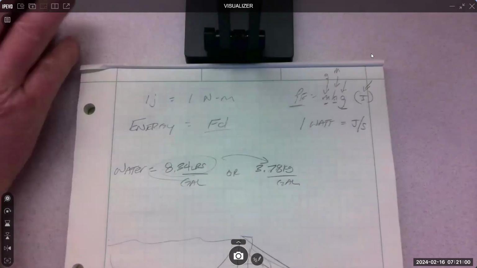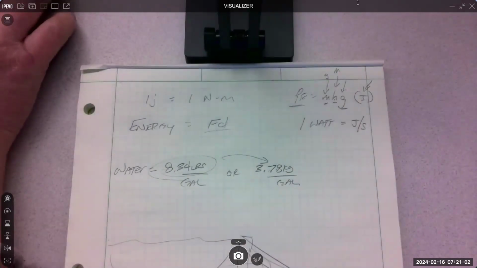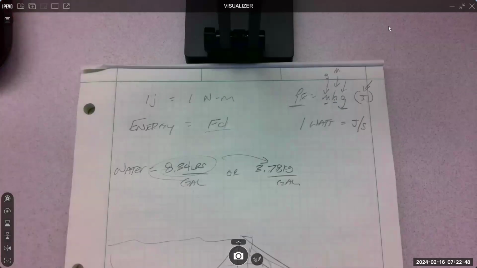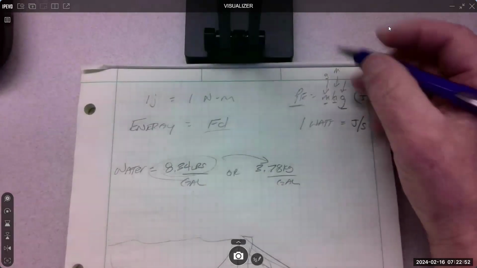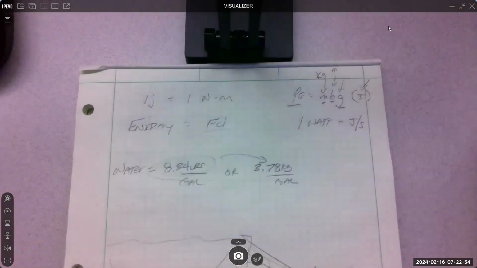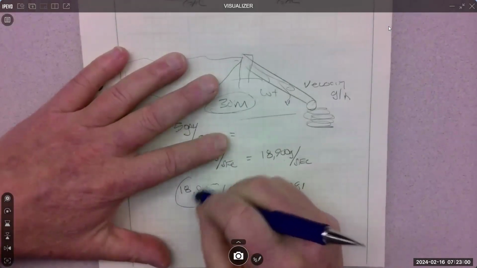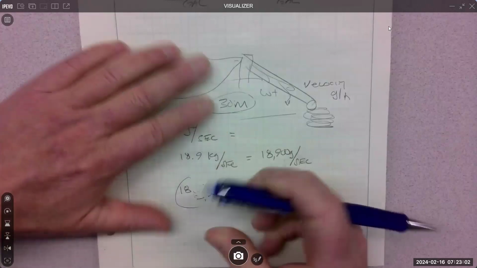All right, so let me run that number real quick. All right, so I just double checked, and this mass needs to be in kilograms. So I was incorrect down here. This would be 18.9 kilograms.